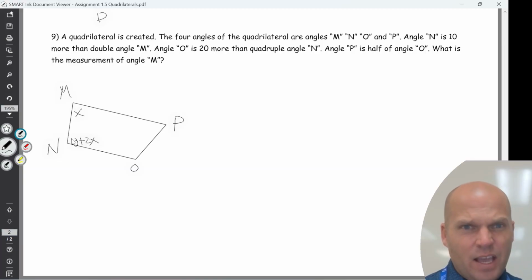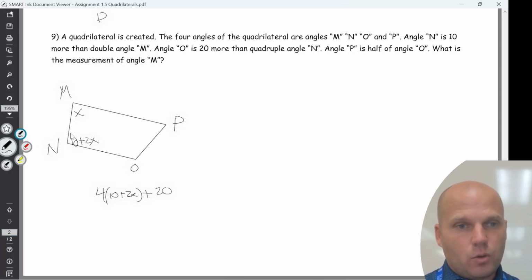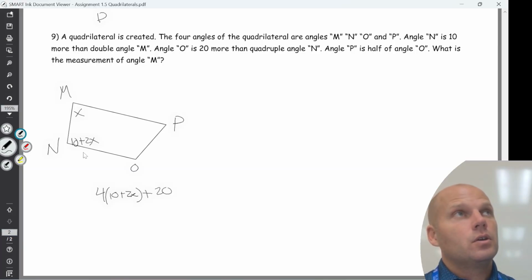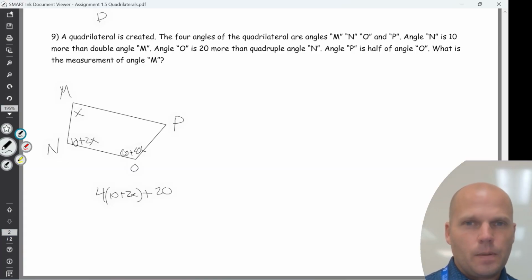Cool. Angle O is 20 more than quadruple angle N. Okay, so I need to quadruple angle N. I'm going to quadruple 10 plus 2x and then add 20. You could quadruple 10 plus 2x and get 40 plus 8x. So 40 plus 20 is 60 plus 8x. Cool. Angle P is half angle O. Well, if angle O is 60 plus 8x, angle P has to be 30 plus 4x.